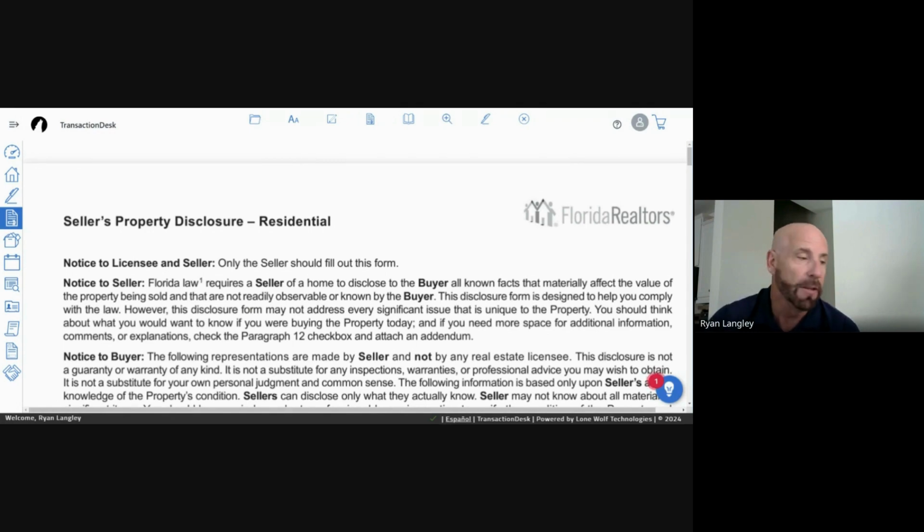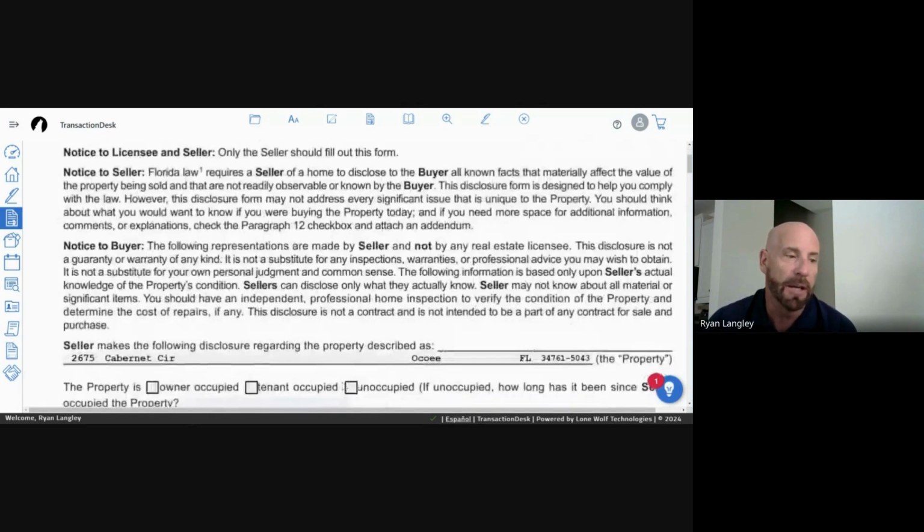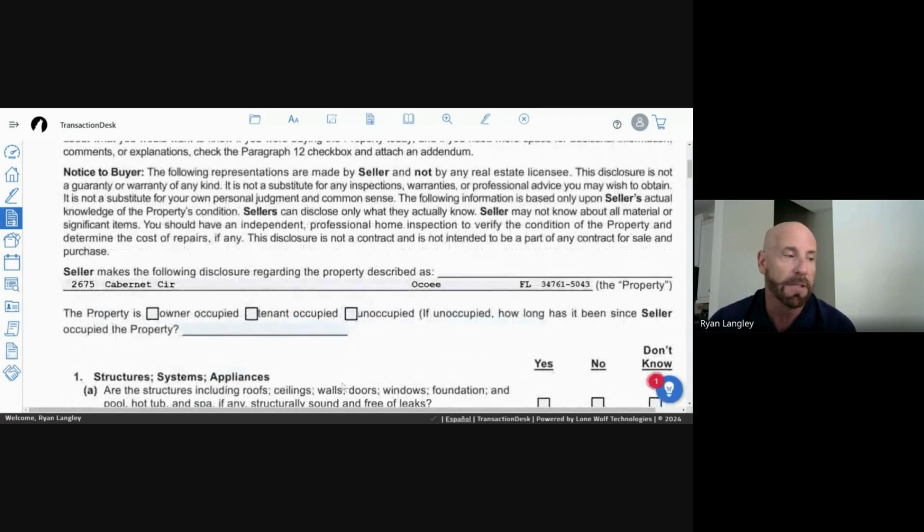Yes, you absolutely do this. It happens anytime you guys represent an absentee owner. The property is either owner occupied, tenant occupied, or unoccupied. Usually it's either tenant occupied or unoccupied. And how long has it been since the seller occupied the property? Seller never occupied. You can do that.